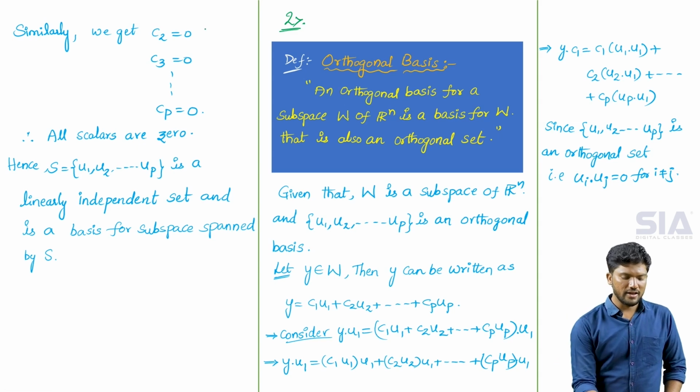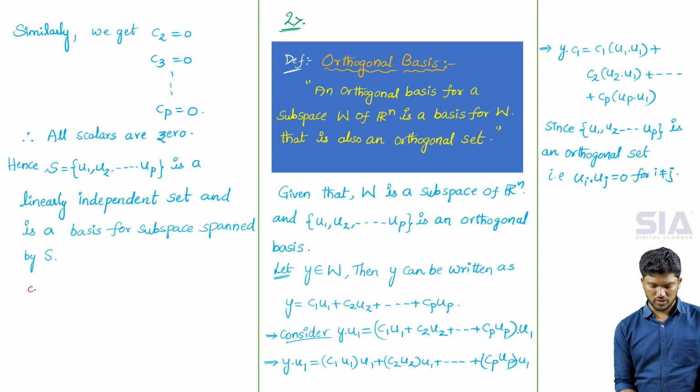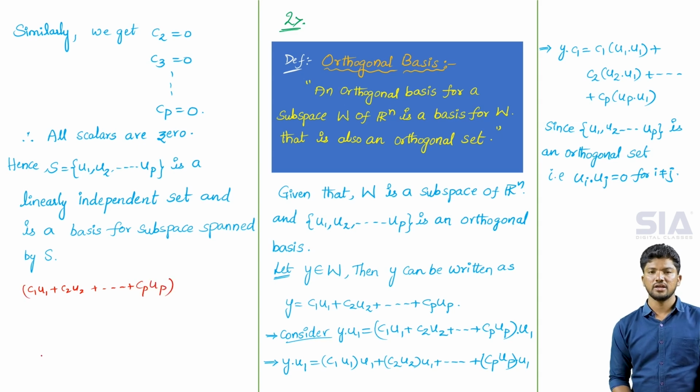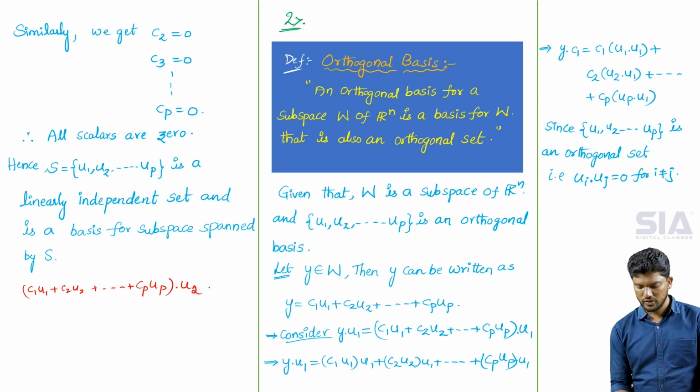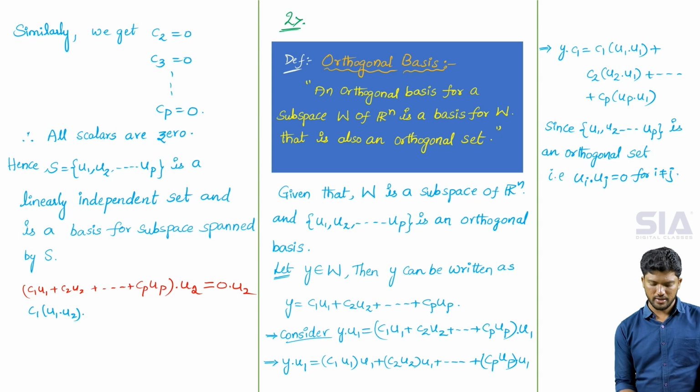Next, similarly, if you take the linear combination with respect to U2, we have C1 U1 plus C2 U2 plus up to so on, C suffix P U suffix P. For that linear combination, we will apply the orthogonal condition with respect to U2, then 0 into U2, you will get this condition. Again, by applying those properties, you will get C1 into U1 U2, plus C2 into U2 into U2 plus up to so on, C suffix P into U suffix P into U2 equal to 0.